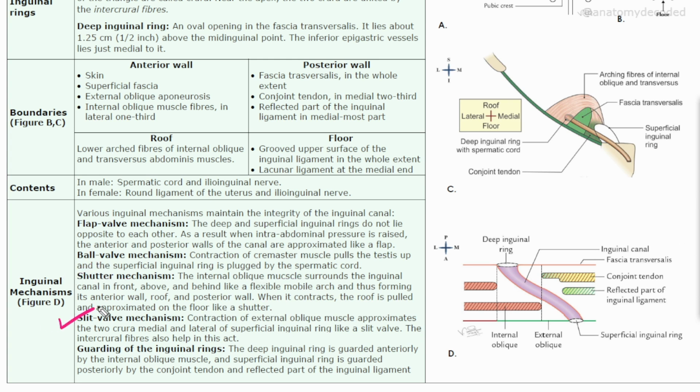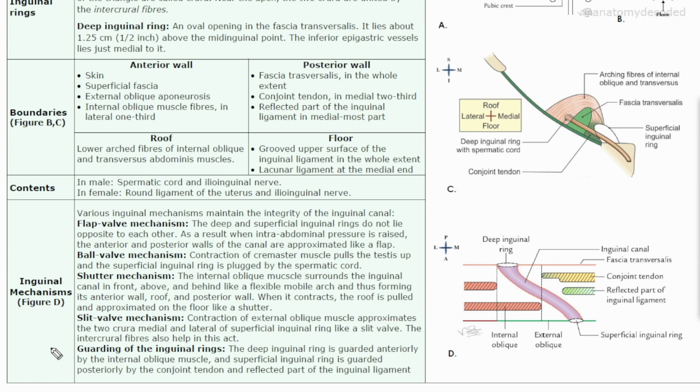Then there is the slit valve mechanism, in which contraction of the external oblique muscle approximates the two crura, the medial and the lateral crura, which are there here. Approximation of this occurs when the external oblique muscle contracts. This is referred to as the slit valve mechanism.